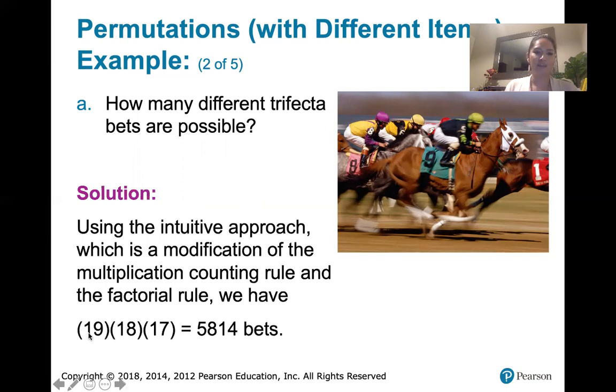So we have 19 times 18 times 17. If we multiply those together, it turns out we get 5,814 bets. That's the intuitive approach. Now, it turns out that that formula for permutations gives you exactly the same result.